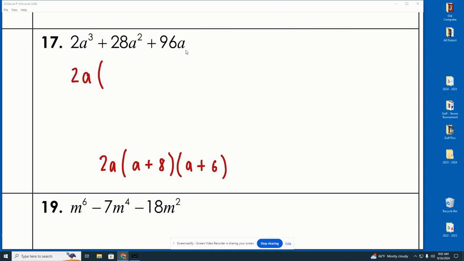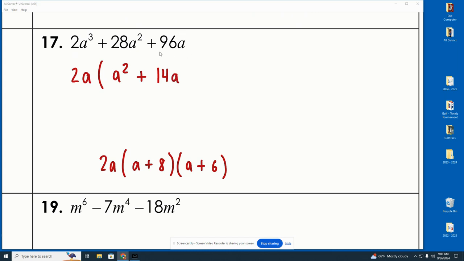Does everybody see that? You got to start with the GCF if there is one. And there was: 2a. So 2 divided by 2 cancels. It's a 1, right? A cubed divided by a to the first is a squared. So that first term, I'm left with a squared. Second term. What's 28 divided by 2? 14. And then what's a squared divided by a to the first? So that's just plus 14a.